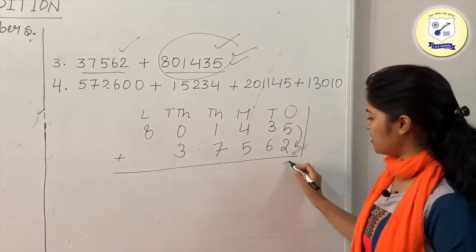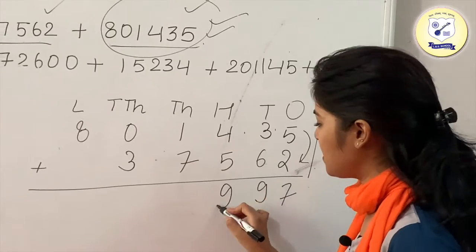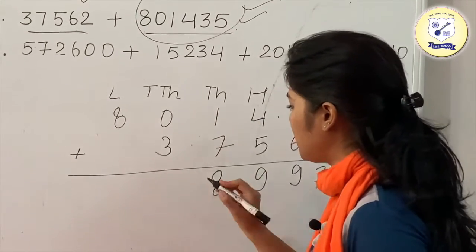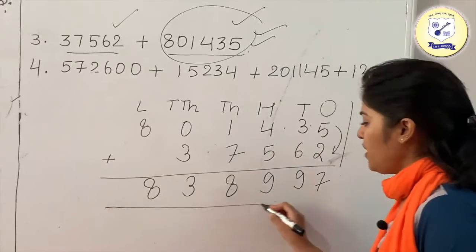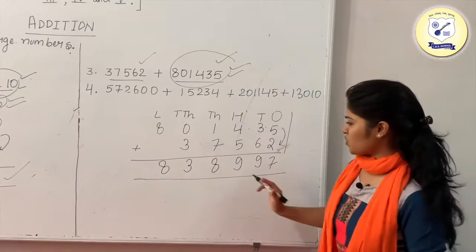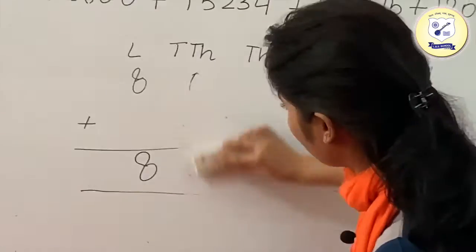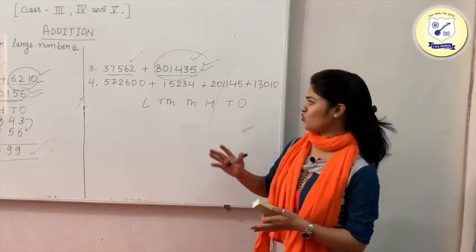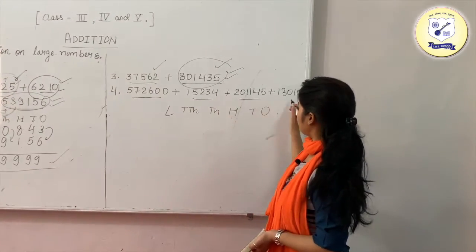5 plus 2 is 7, 3 plus 6 is 9, 4 plus 5 is 9, 7 plus 1 is 8, 3 plus 0 is 3, and this would be your 8. Since we are not having any digit over here, so this would be 8. So our answer is 8,38,997. So now our fourth question, we are having 4 numbers here.